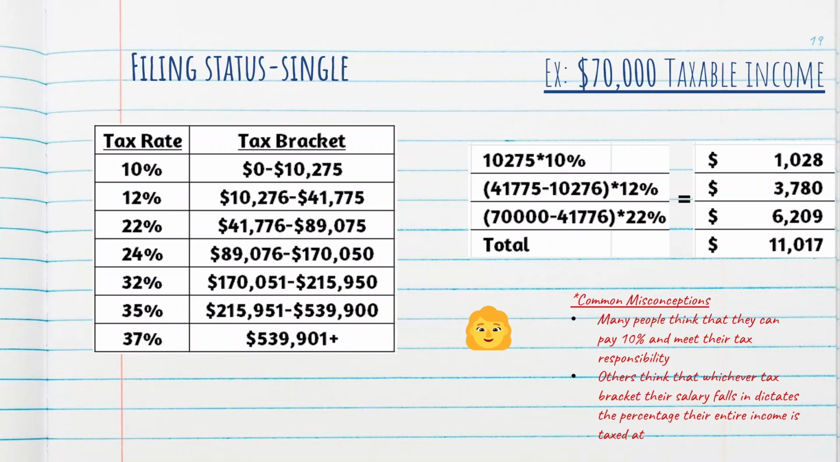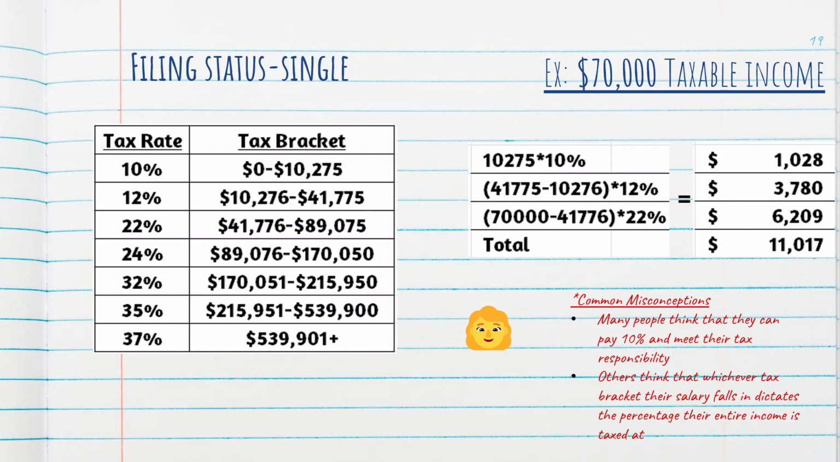One of the common misconceptions that I hear from my tax clients is that they think that whichever tax bracket their salary or their taxable income falls in dictates the percentage their entire income is taxed at, and that is not true. For example, if someone makes $250,000, their entire $250,000 is not going to be taxed at 35%. Only the portion that falls in that 35% tax bracket would be taxed at that percentage rate.